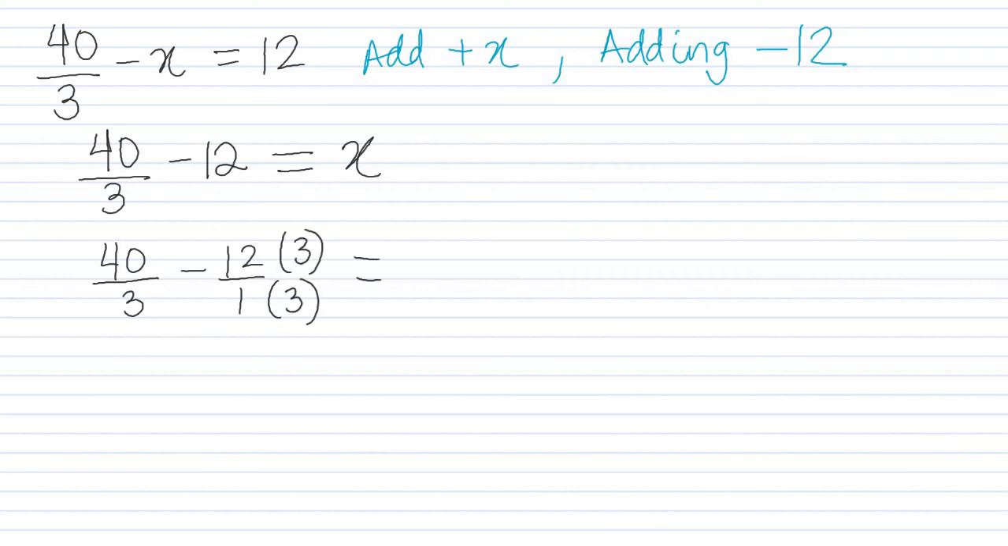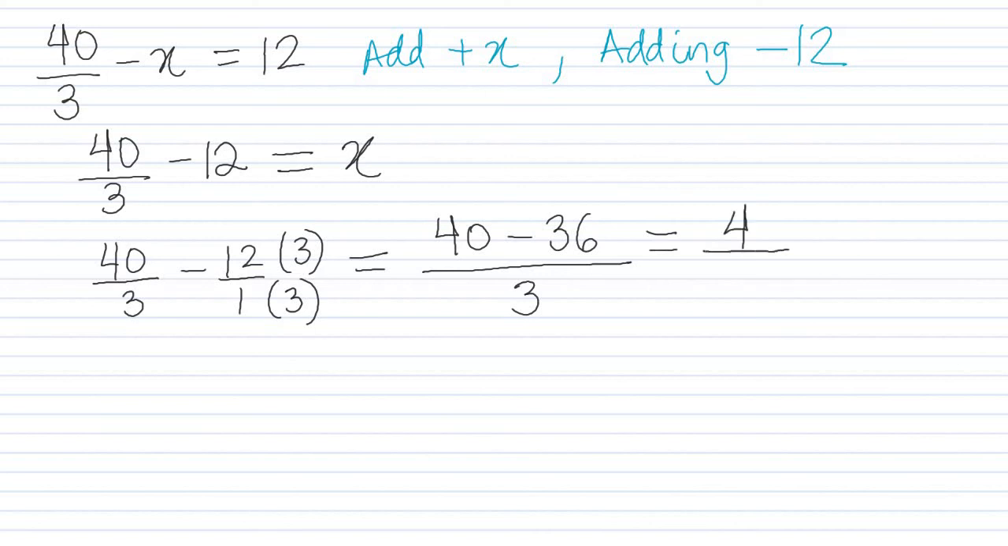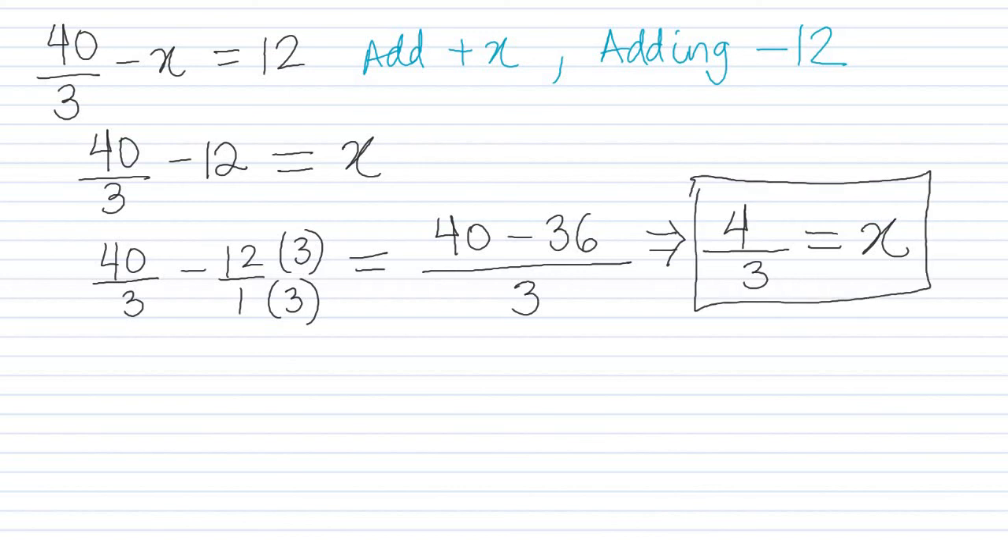So that is just for us to find the least common denominator, because we're dealing with fractions. So we end up with 3 at the bottom, and we have 40 minus 12 times 3 here is 36. So we have 40 minus 36 is 4, and that will be 4 over 3. So we have our value for x here to be 4 over 3. So we have value of x equals 4 over 3, right?